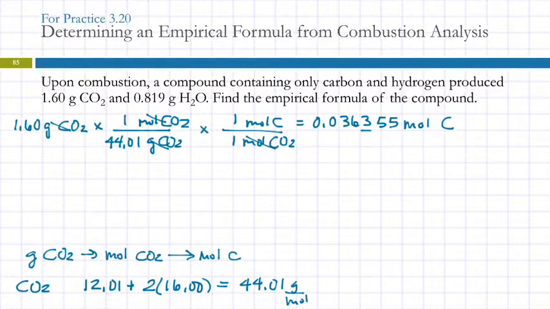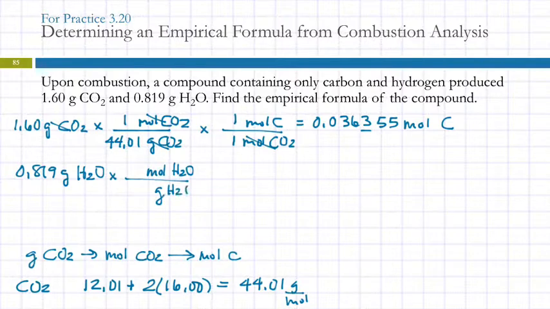We're going to do the same process for the water now to find the mass of hydrogen. So 0.819 grams of water. We're going to convert that to moles of water, so we'll divide by grams of water. And then we'll convert that to moles of hydrogen and divide by moles of water. How many moles of hydrogen in 1 mole of water? 2. 2 moles of hydrogen to 1 mole of water.